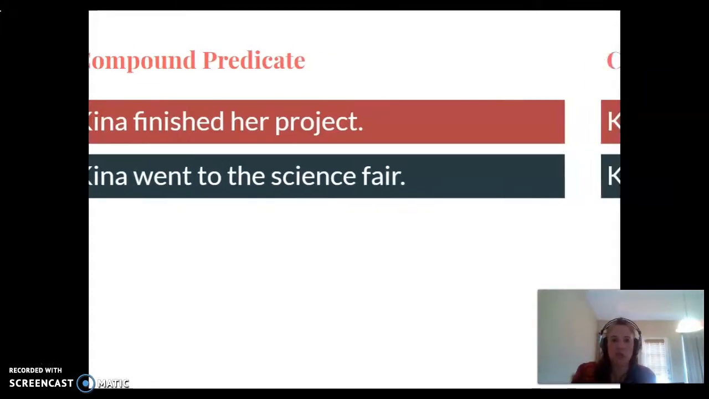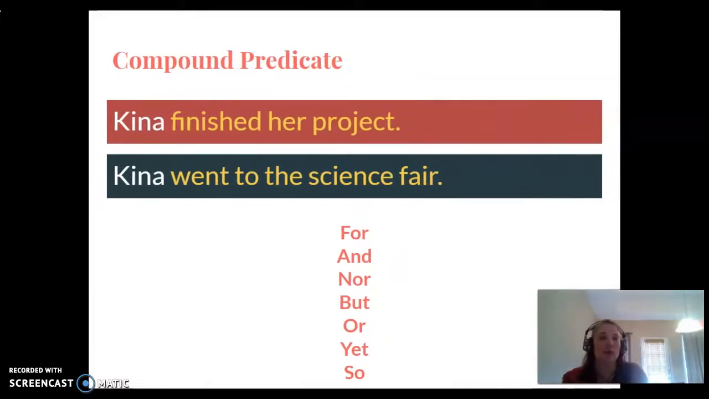But I do see two predicates, okay? They are in yellow. She finished her project. That's one thing she did. And went to the science fair. That's two things that she did. Well, I want to make this one sentence, and I'm going to have a compound predicate. That means more than one predicate. I'm going to take those yellow pieces and put them together with a conjunction.